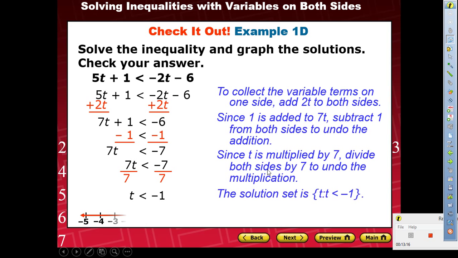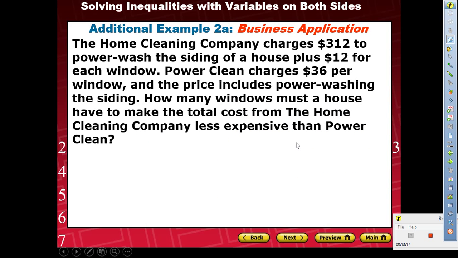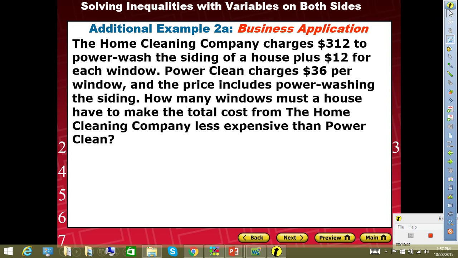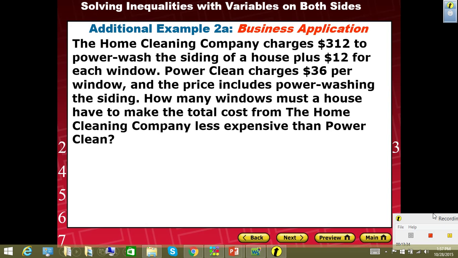Copy this one, please. Example 2A. You don't have to copy out everything, just copy the black text. I'll give you guys some time to do that. Go. All right, let's go over this one together.